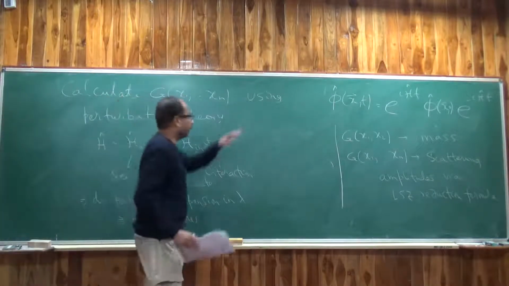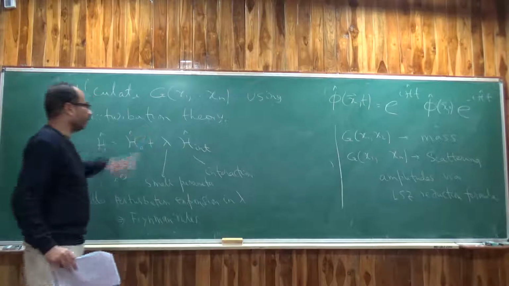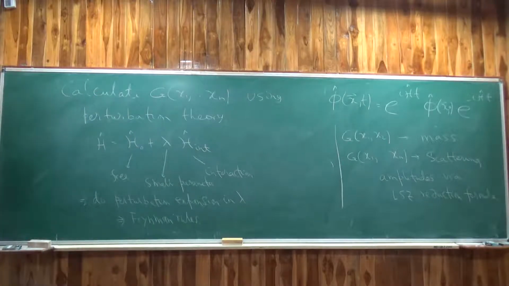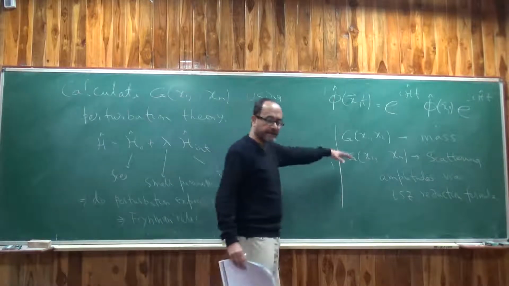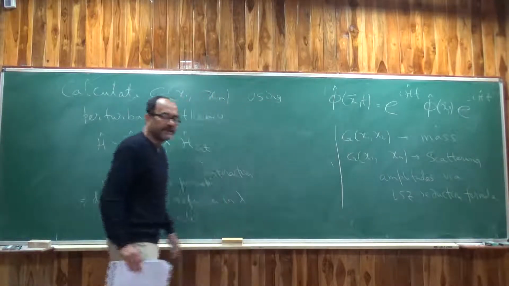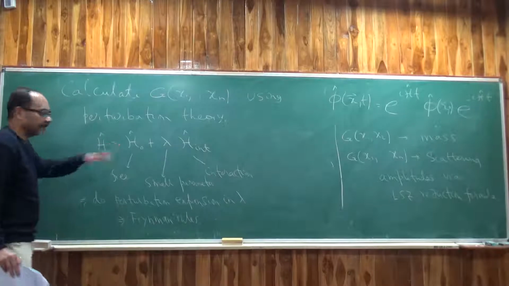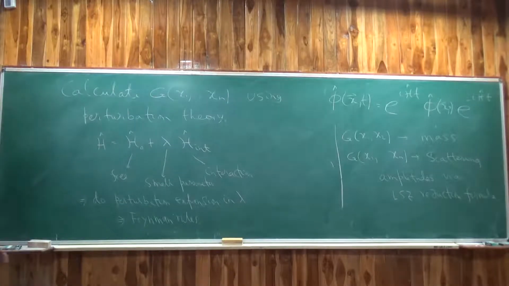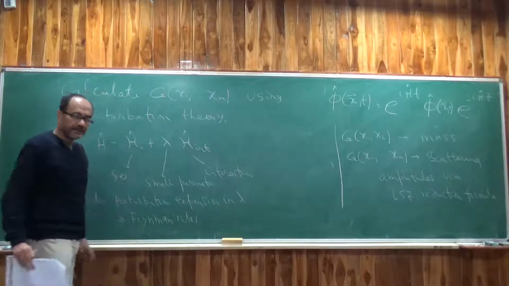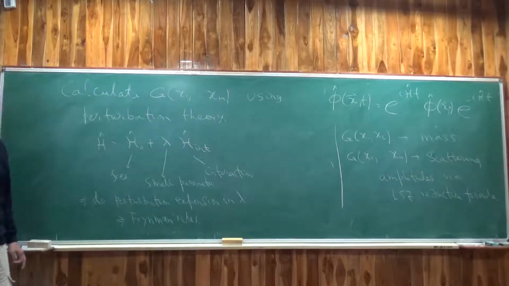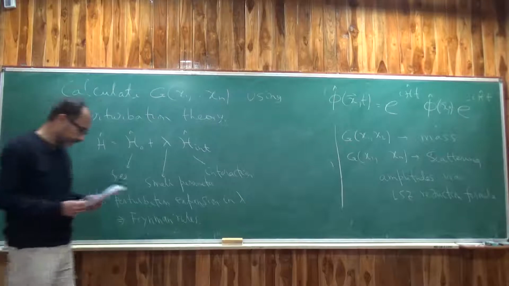Now, one way this course will differ from what we had done earlier is that we will try to use a different procedure for calculating these Green's functions. Okay, we will see that for simple theories like scalar field theory, eventually it will lead to the same Feynman rules. Nevertheless, the procedure will be different, because it's more versatile in some sense.